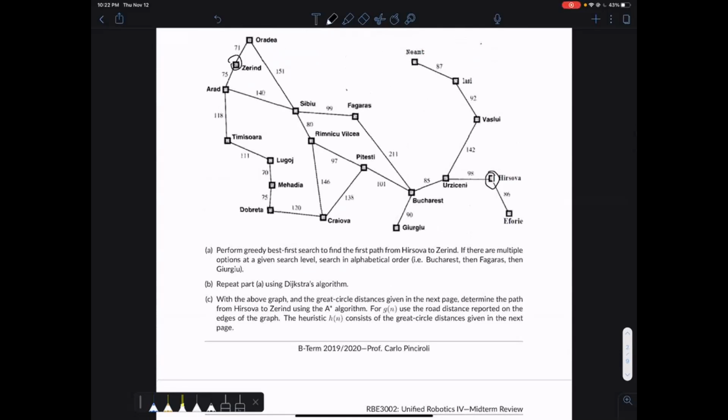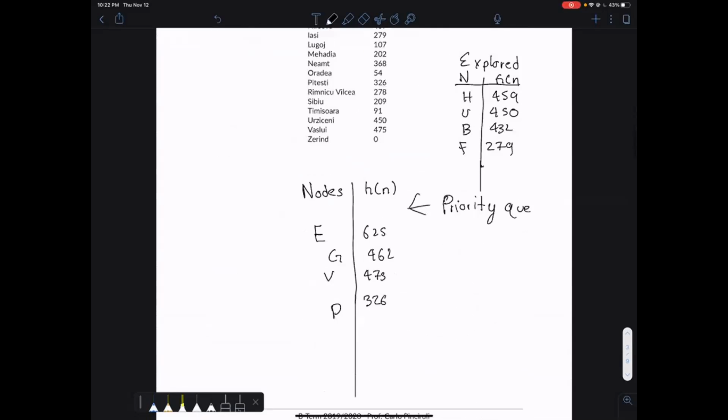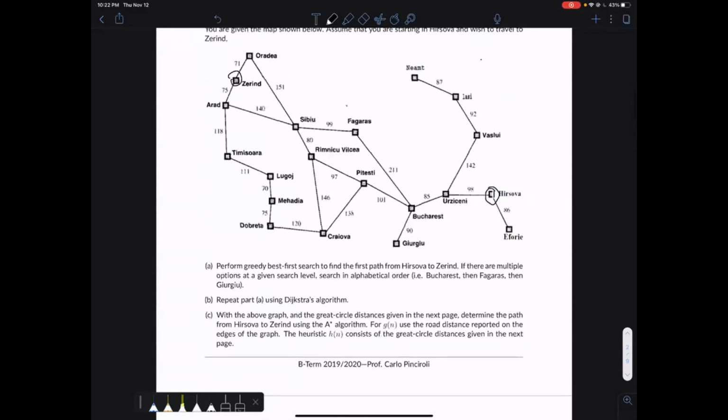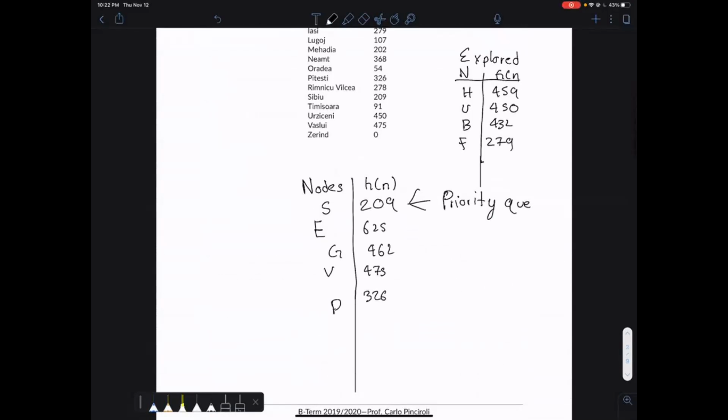We've already explored Bucharest, so we're just going to go straight to Sibiu. And so we're going to add node S here, and that has a cost of 209. All right, there are no other neighbors of F, so we're going to go ahead and call that a day. And now we're going to run the algorithm again. What's our node that we're pulling out? We're going to pull out node S because it has the lowest cost. So we move that to our explored nodes.